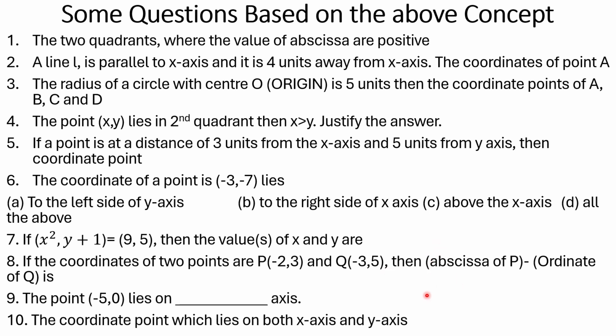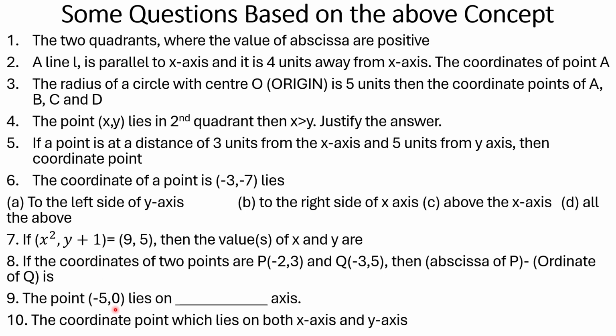So simple arithmetic calculation. That is negative 2 is my abscissa. Abscissa of P point is negative 2. So ordinate is nothing but your y-axis. So I'm talking about negative 2, negative 5. That makes me negative 7.